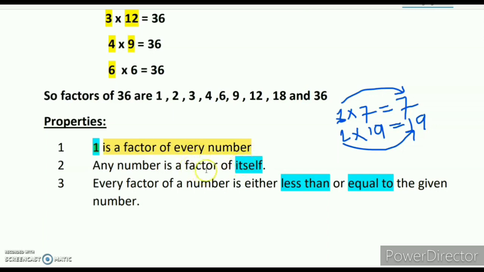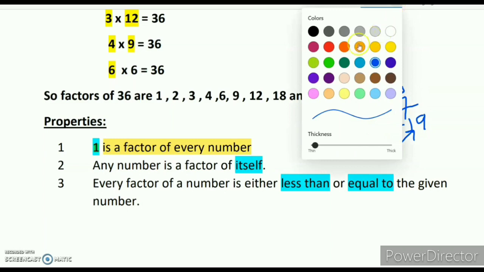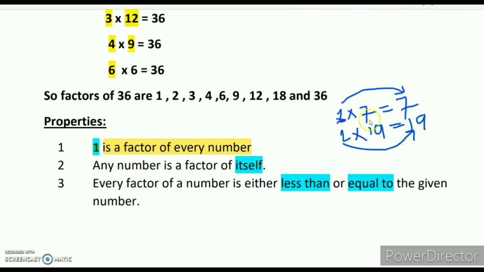Next, children, any number is a factor of itself. Let's see from the same examples. 7 multiplied by 1 is 7, so we can tell that 7 is a factor of 7 itself. Then 1 multiplied by 19 is 19, so we can also tell 19 is a factor of 19. So any number is a factor of itself.